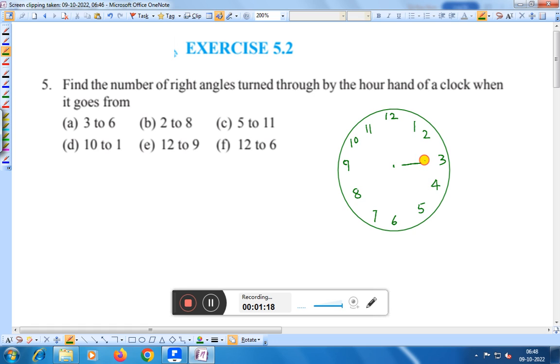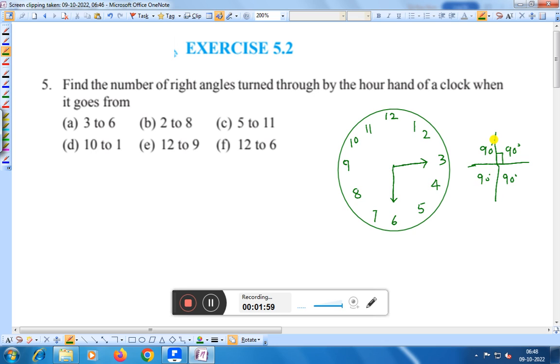Now if it goes from 3 to 6, this is the center of the clock, this is 3 and it goes to 6, right? Goes to 6. If we make it here, see, this is 90 degree, this is also 90 degree, this is also 90 degree and this is also 90 degree, right?